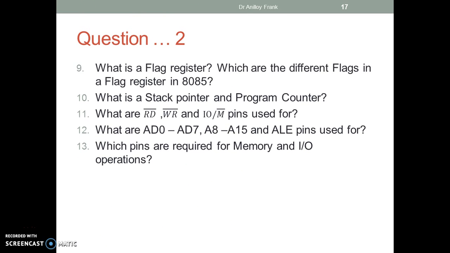What is a flag register? Which are the different flags in the flag register in 8085? What are a stack pointer and a program counter? What are RD bar, WR bar and IO/M bar pins used for? What are AD0 to AD7, A8 to A15 and ALE pins used for? Which pins are required for memory and IO operations?